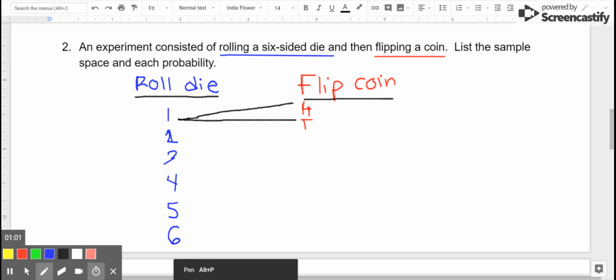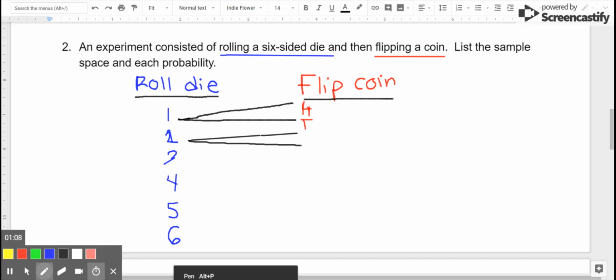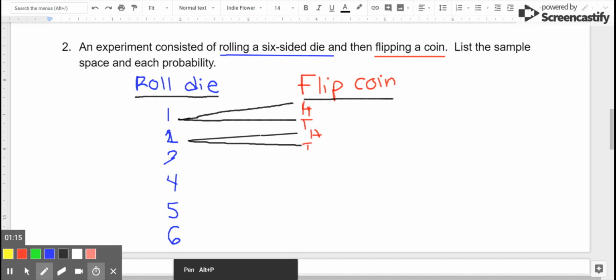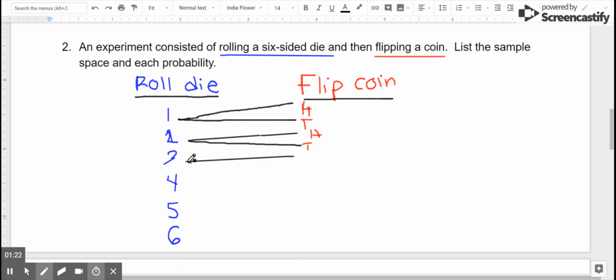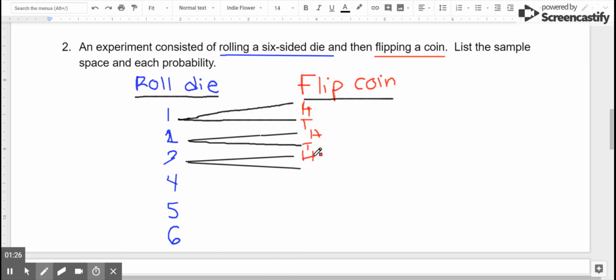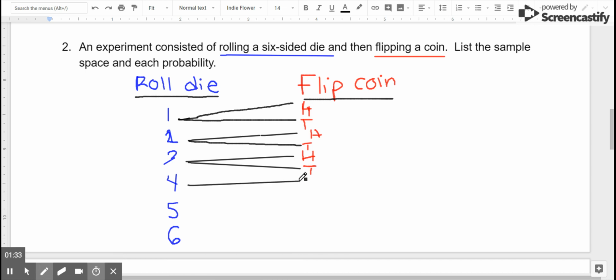Let's pretend I rolled a 2 on the die. The possible outcomes for the coin don't change. I could still get either heads on the coin or tails on the coin. If I get 3 on the die, again, my possibilities don't change for my coin. I could either get heads on my coin or tails on my coin. So when I map out this tree, what I'm doing is I'm listing all of the possible outcomes when I look at these probabilities together.